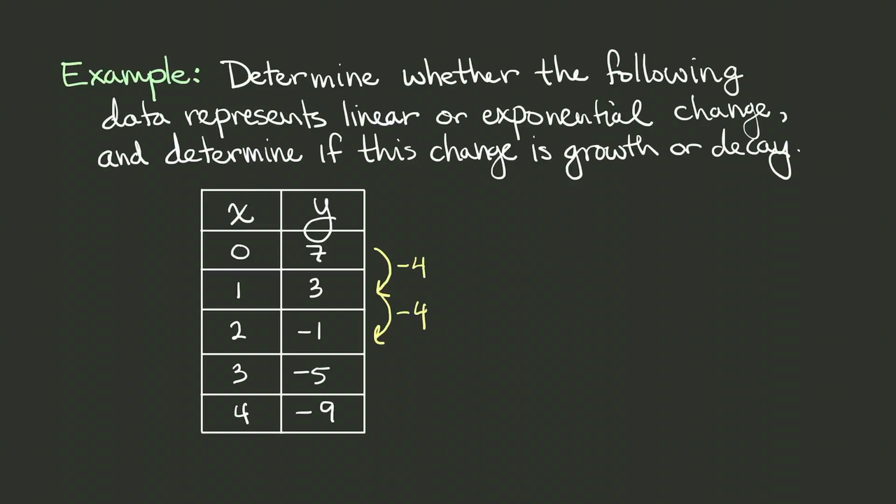Let's check our pattern. In the next one, we go from -1 to -5. That's again subtraction by 4. And -5 to -9, we're again subtracting 4. Since we're adding or subtracting the same amount each time, this is an example of linear change. And since it's subtraction, we're decreasing the amount with each new x value, and so this will be linear decay.